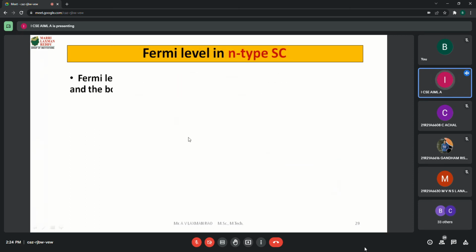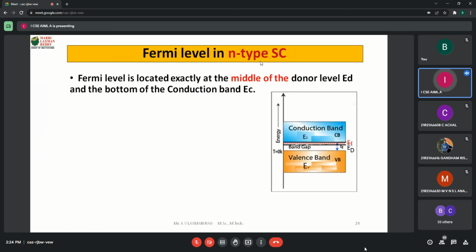Second, where is the Fermi level in n-type semiconducting materials? Exactly in the middle of Ed and Ec when the temperature is 0 degree Kelvin. You have to draw the energy band structures here. If you don't draw, even if you write 100 pages of theory, it is a waste. So concentrate on the diagrams.